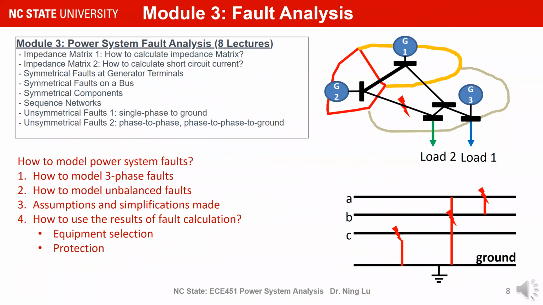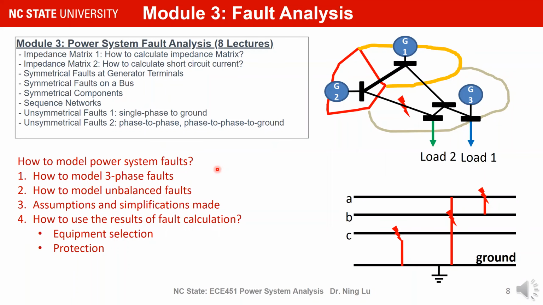In the third module, we will learn how to compute power system faults. There are about 8 lectures in this module. We'll learn how to compute the short circuit current. Based on the short circuit current, we can select the equipment. For example, how we should select the breakers so that they will sustain the fault current. And then how we select transformers so the overload current will not damage them.